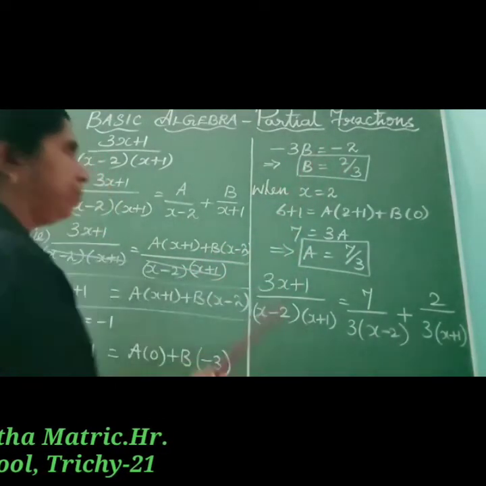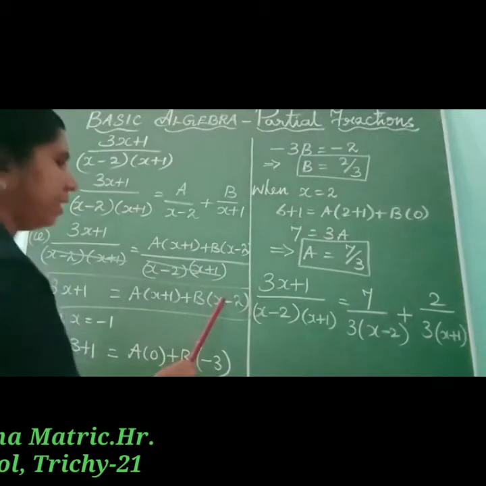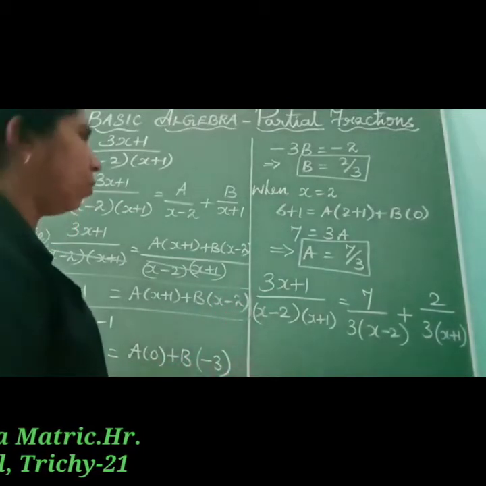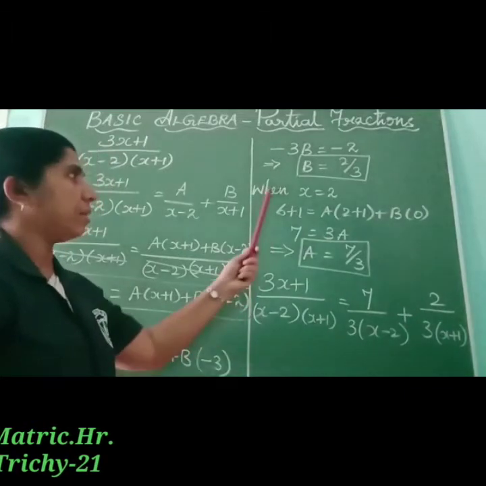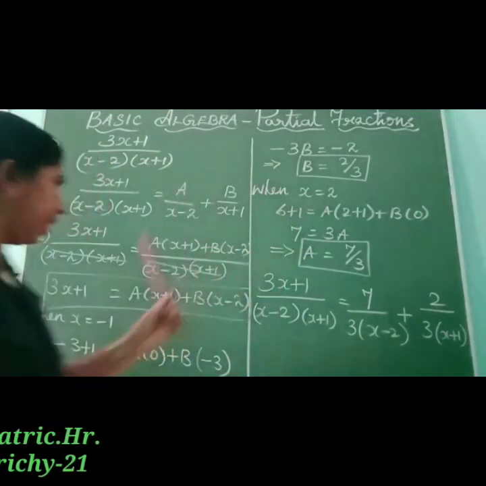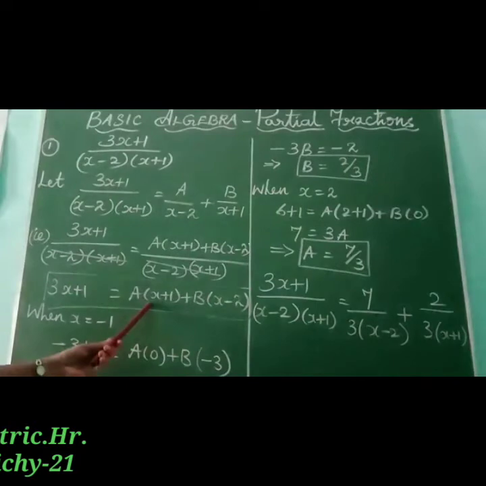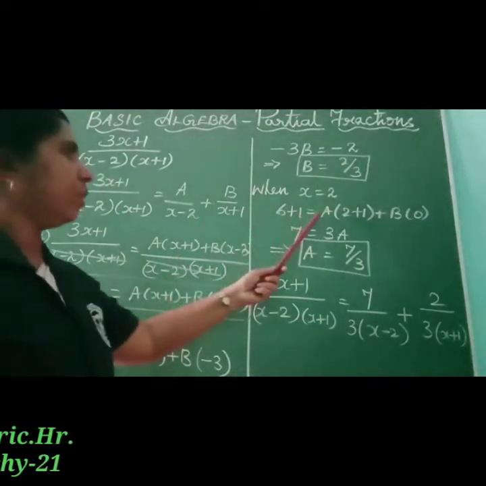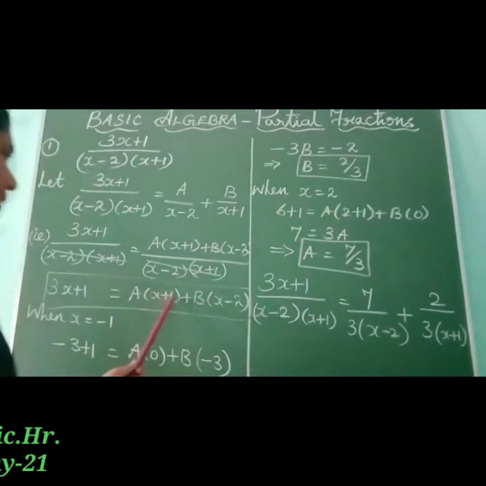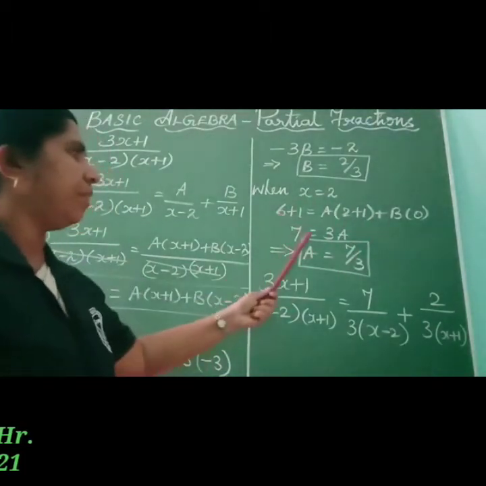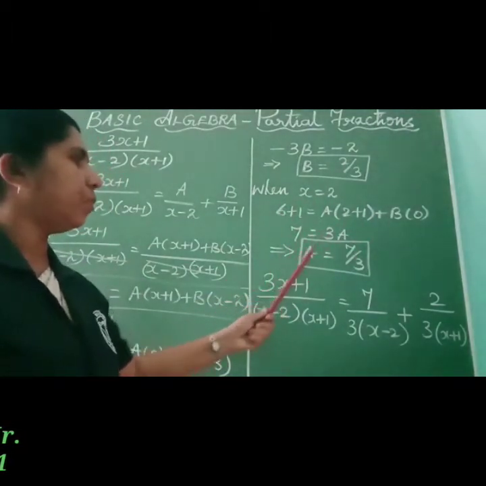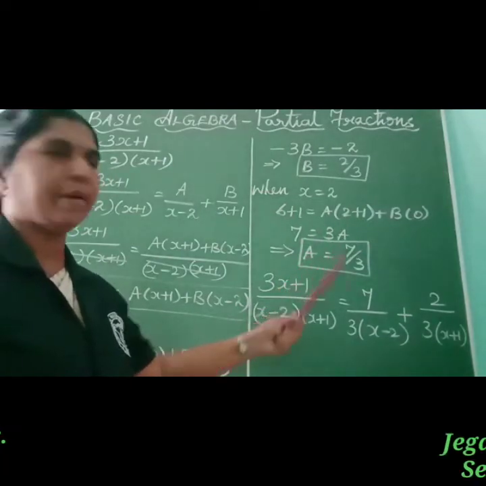Now you can select the other one, x - 2 = 0, which means x = 2. Substituting x = 2 again in this expression, we get 6 + 1 = A(2 + 1) + B(2 - 2), which is 0. That is 7 = 3A. Therefore, A = 7/3.